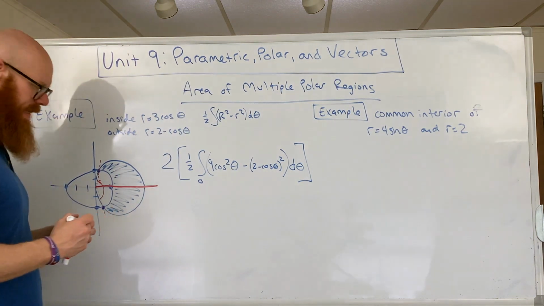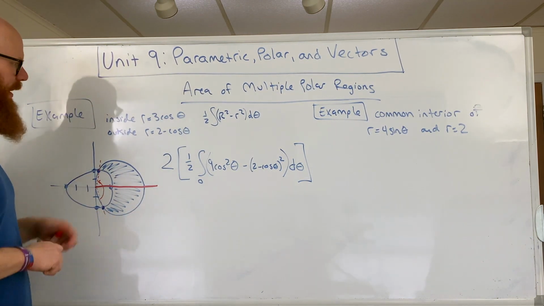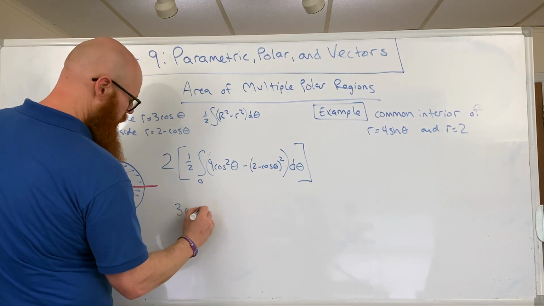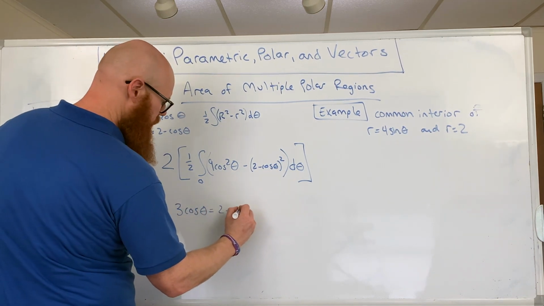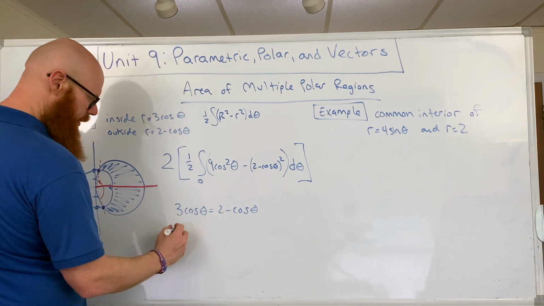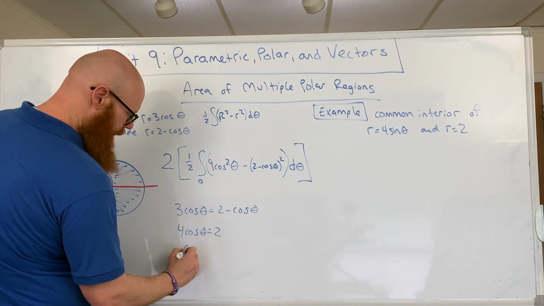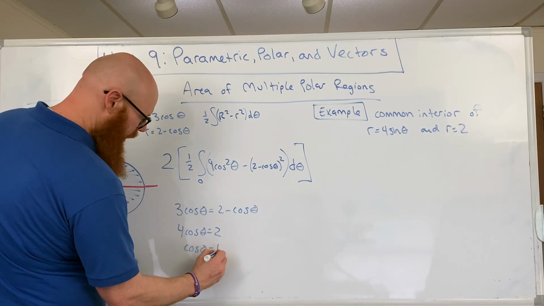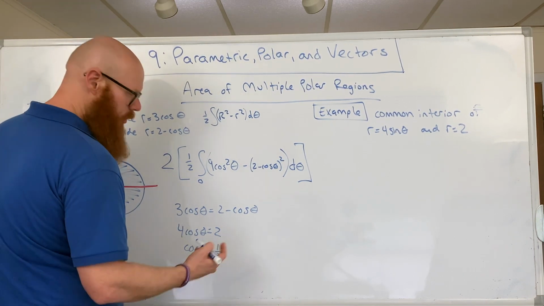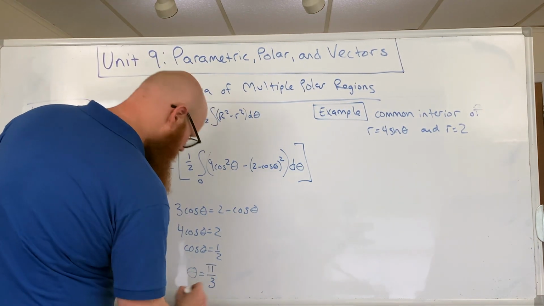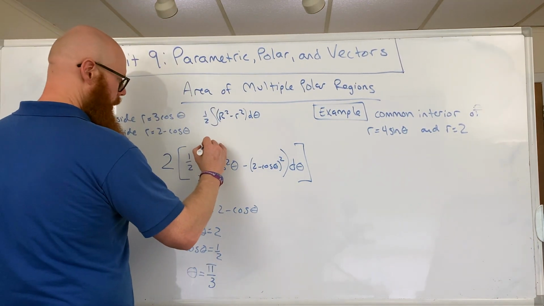And so the last piece of the puzzle is, where do they intersect? They intersect when you set them equal to each other. So 3 cosine theta equals 2 minus cosine theta. Add cosine theta, we get 4 cosine theta equals 2. Divide by 4, cosine theta equals 1/2. We just saw in the last problem that cosine theta is 1/2 at pi over 3. So we're going to integrate from 0 to pi over 3.